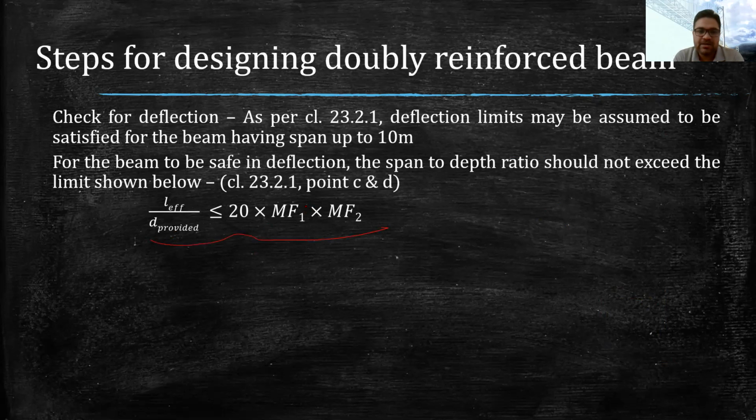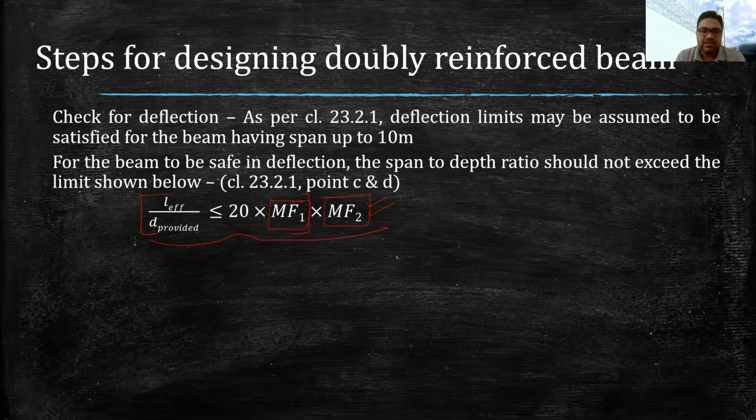In the singly reinforced beam, we used to have this much relation, but as the compression reinforcement is added, one more factor is added, which is modification factor 2. This modification factor 1 is because of the presence of tension reinforcement, and modification factor 2 is because of the presence of the compression reinforcement. So this MF2 is added in this relation. All other things are the same. Here we will see how to find out MF2, because MF1 I have already explained.